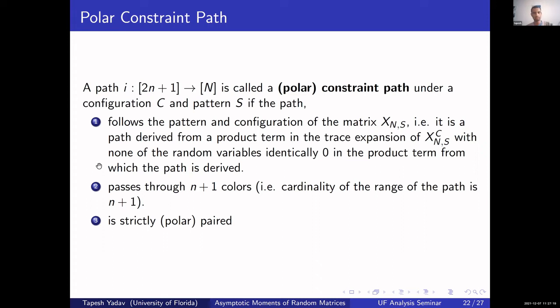Now, the product terms corresponding to these paths are the ones which actually contribute to the asymptotic moment calculation of the pattern random matrix. That's the central observation that we had. So let's look at an example of a polar constraint path.